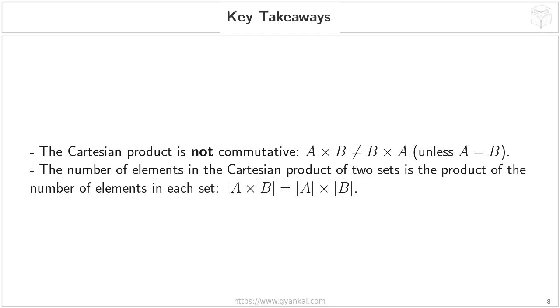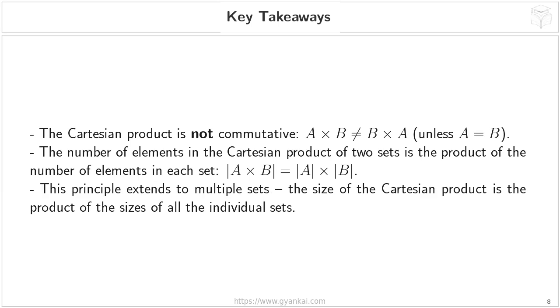Next, let's talk about the size of a Cartesian product. If you want to know how many elements are in the Cartesian product of two sets, A and B, you don't add the number of elements in each set. Instead, you multiply them. We represent the number of elements in a set using vertical bars. So, the number of elements in set A is written as the cardinality of A, and the number of elements in set B is the cardinality of B. Therefore, the cardinality of A cross B is equal to the cardinality of A multiplied by the cardinality of B.